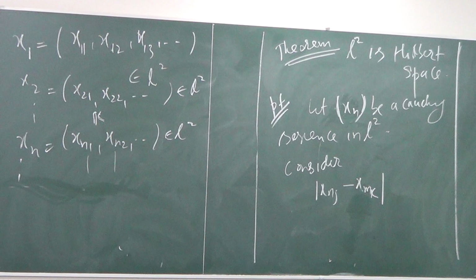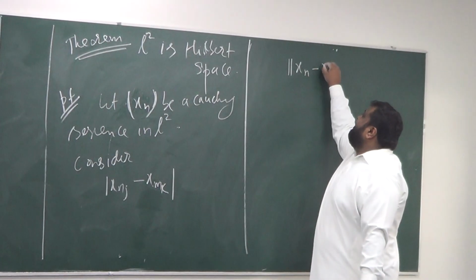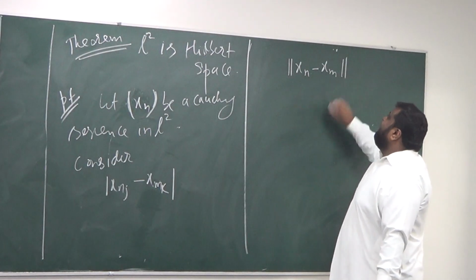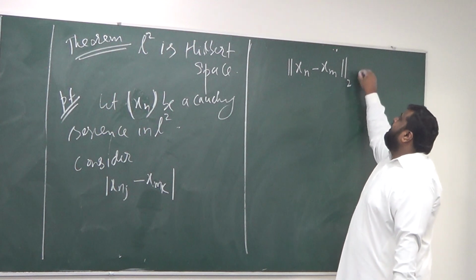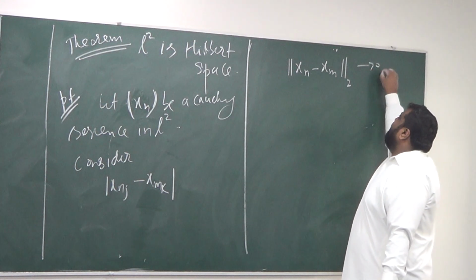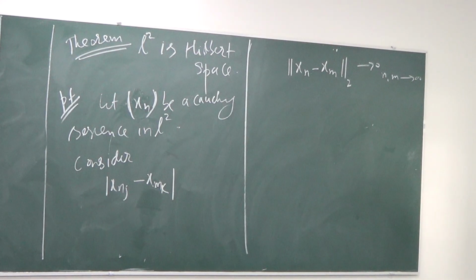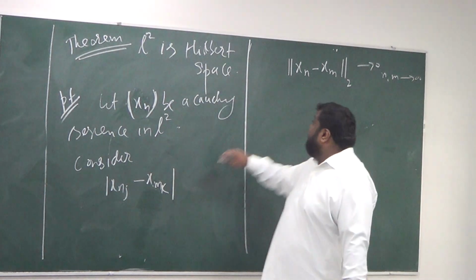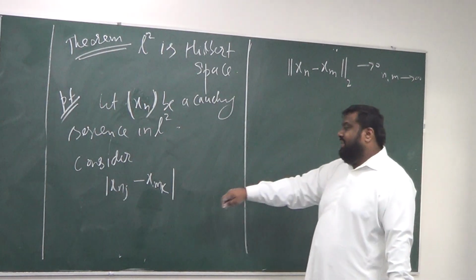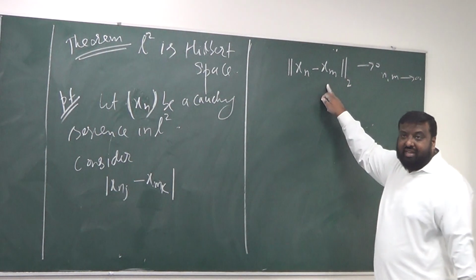It means that the 2 norm of xn minus xm gets to 0 as n comma m gets to infinity. This is what we are saying. And I'm saying that xnj is a component in xn and xmk is a component in xm.